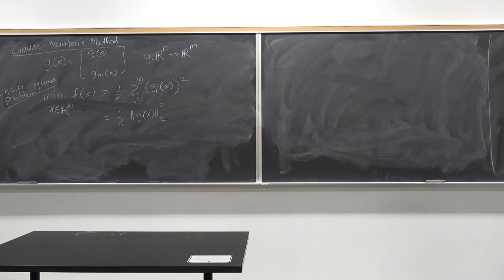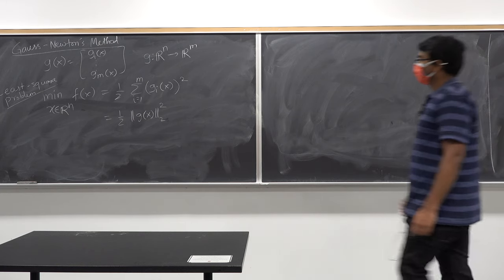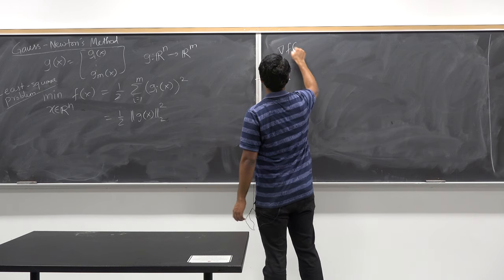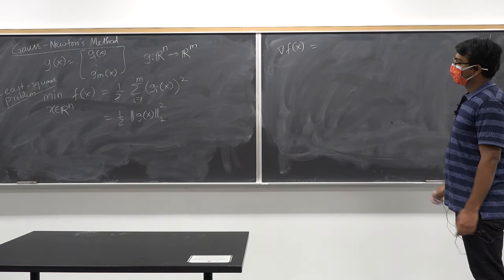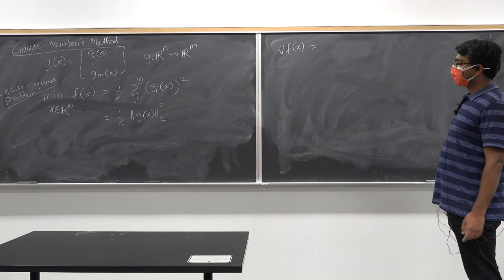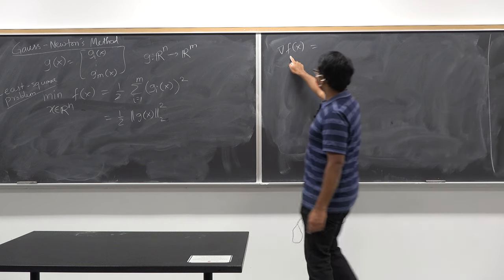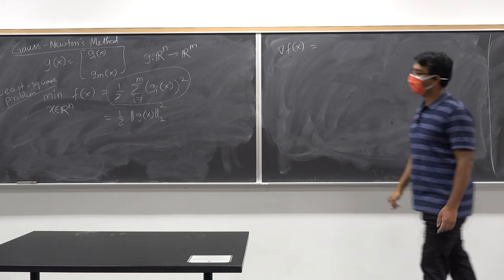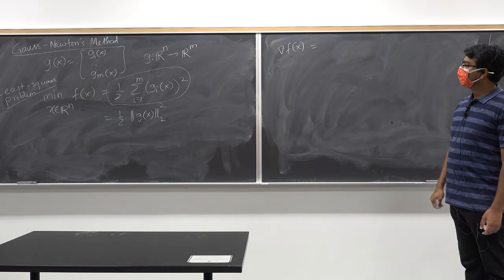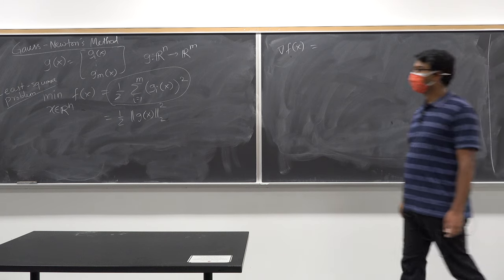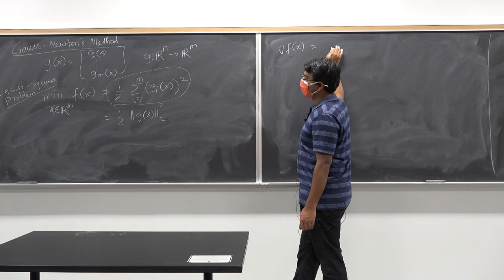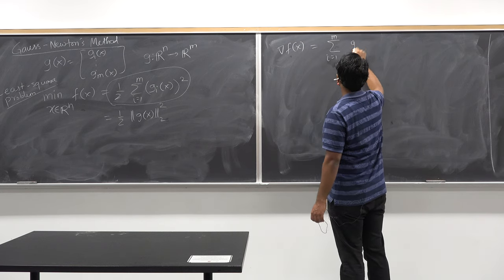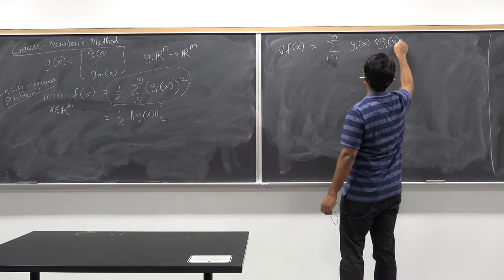What would the steepest descent look like for this problem? In order to compute steepest descent, I need to differentiate this function. I need to find what the derivative of f of x is. Can someone help me compute this derivative? Let's look at this expression. What's the derivative of this expression with respect to x? Who wants to try? Sum over i from 1 to m, and then gradient gi of x times gi of x, right?